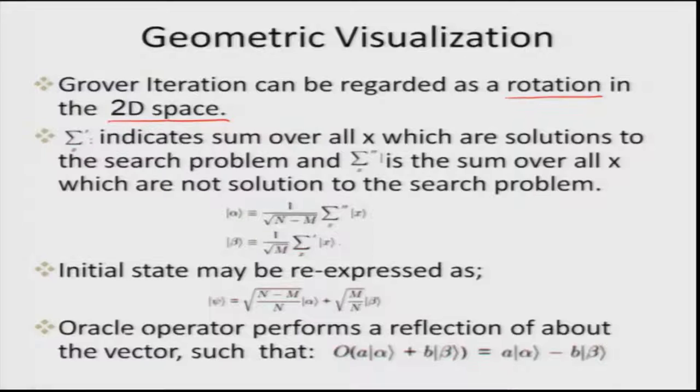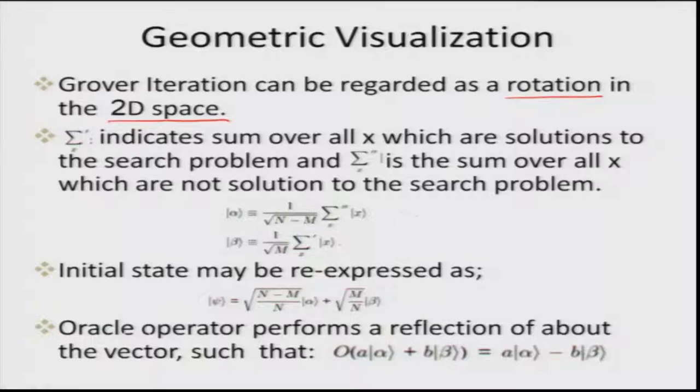The sum over all the x, which are the solutions to the search problem, say summation prime of x, and summation double prime of x, are the two sums. One of them is the one which is solutions of the search problem, and the other one, the double prime one, is the sum over all x which are not solutions to the search problem. So, there are two cases: the case with the solution and the case without the solution.